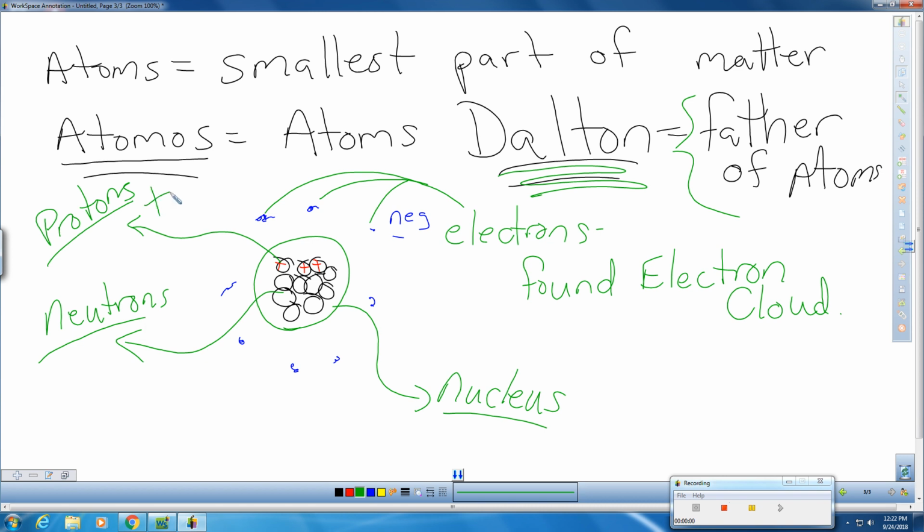Neutrons have no charge. And then outside of the nucleus, we have our electron cloud, which is this area that surrounds the actual atom itself. And those electrons have the negative charge found outside the nucleus. Electrons are what we're going to be using when we start talking about the bonding of atoms.